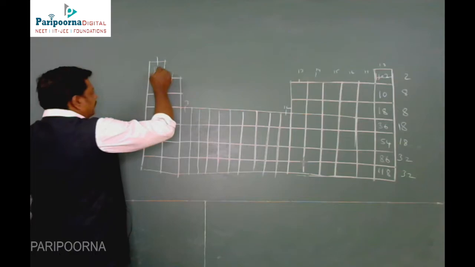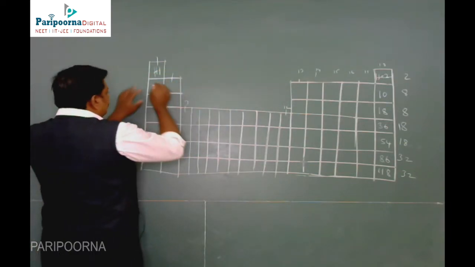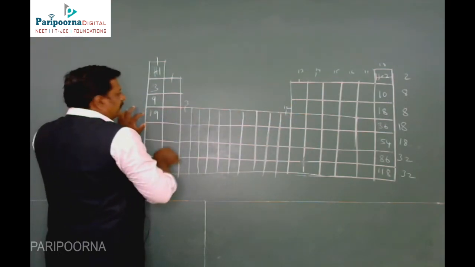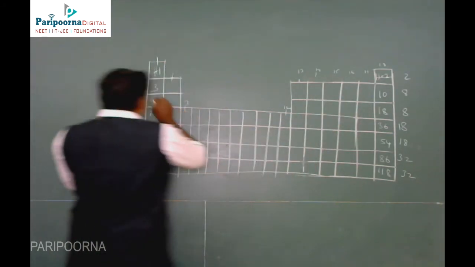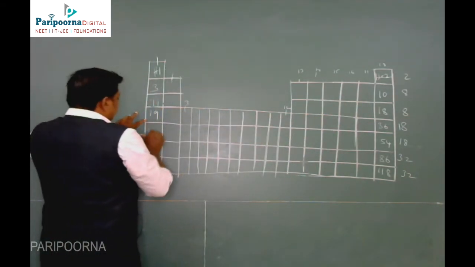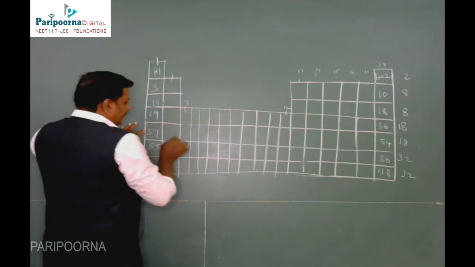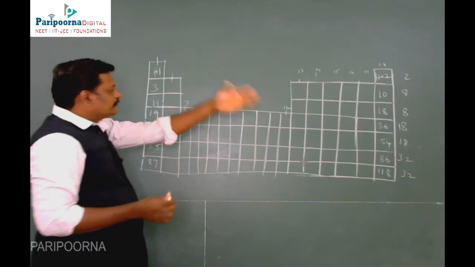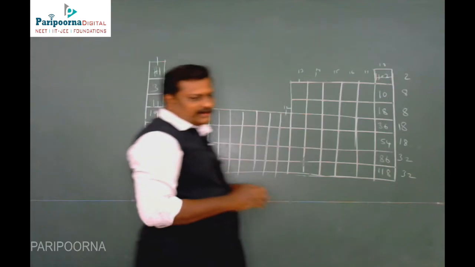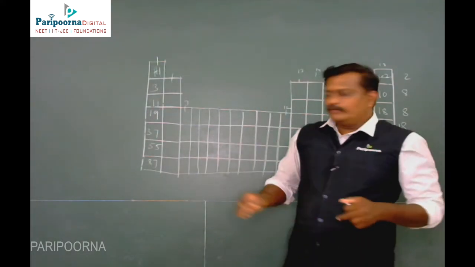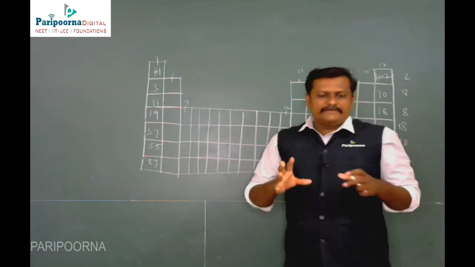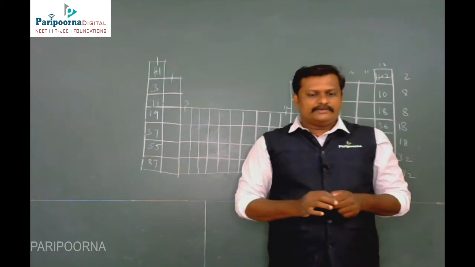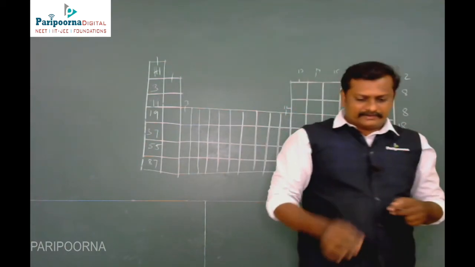Now look here: 1, 2, here there will be 2, after that 3, 8, here there will be 9, 18, 19, 10, here there will be 11, then 37, 54, 55, 86, 87. So the last group and first group elements' atomic numbers are identified. By using these two groups, you can easily find the atomic number of the elements in between. Suppose you take one question like this.